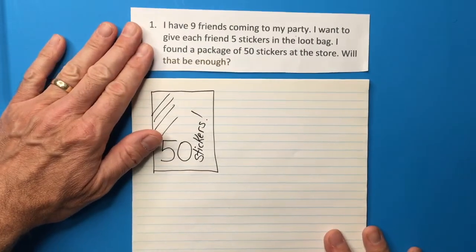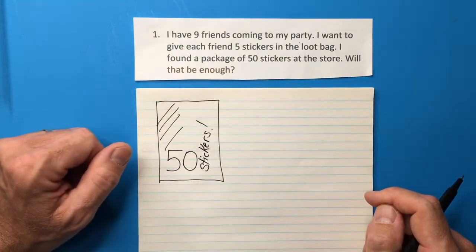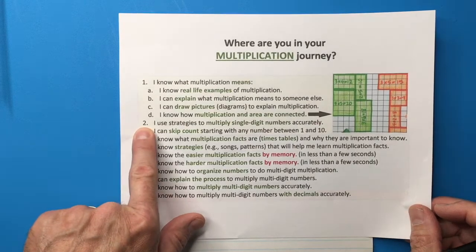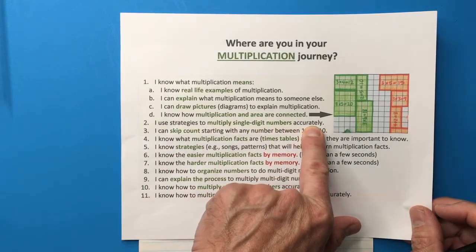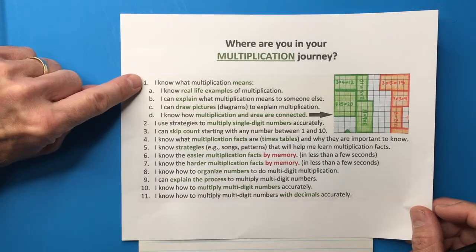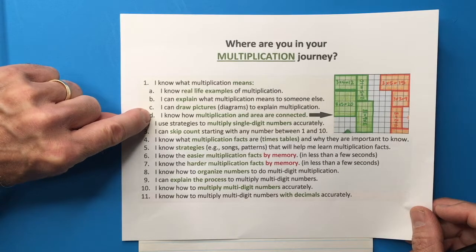And I want to buy that one package of 50 stickers for my loot bag. So how do I figure this out? The number 2 on the list here in your journey says you can use strategies to multiply single-digit numbers accurately. You will have strategies to figure this out if you have passed through number 1 in your journey.